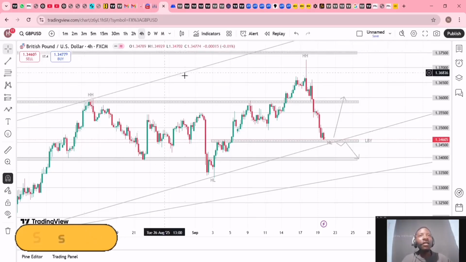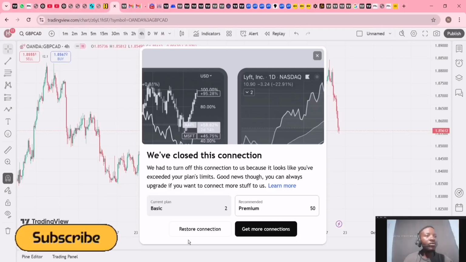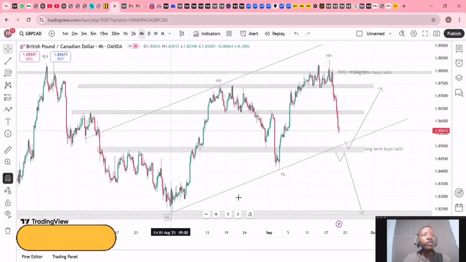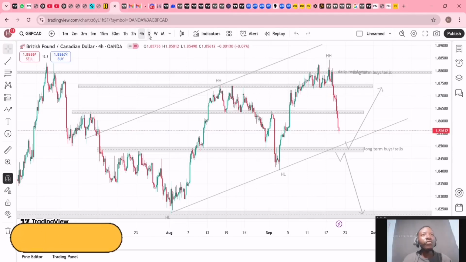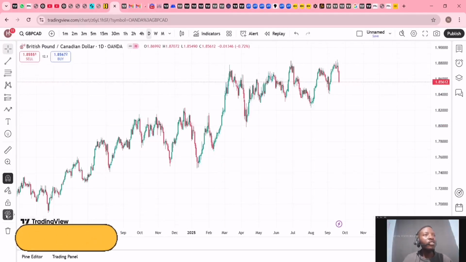So right now I'm heading to GBPCAD. GBPCAD as well is presenting a good market structure for us. We have a good market structure on GBPCAD as well. We have been bullish overall. If I get to the daily time frame, we're going to see that we have been bullish on the overall direction of the market.